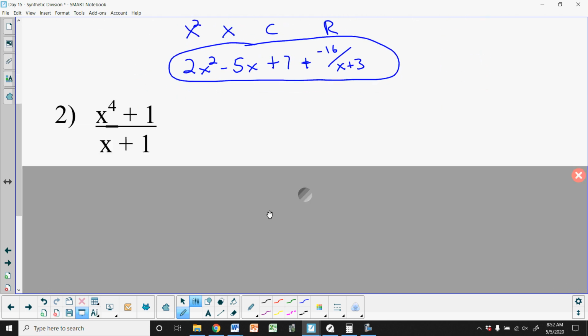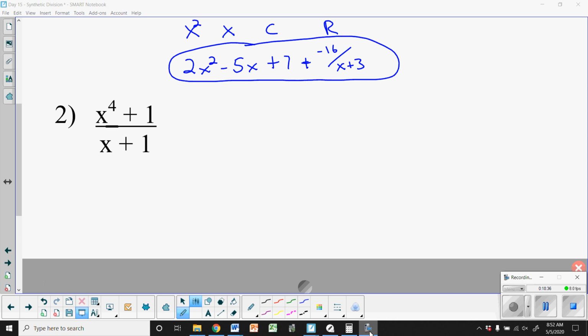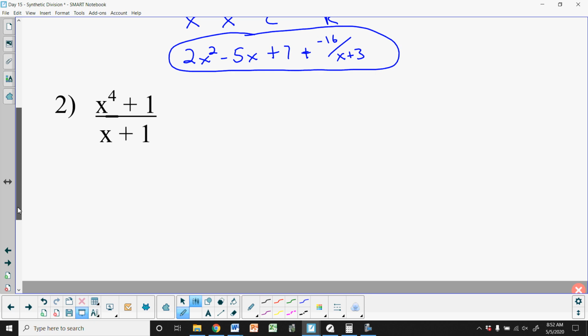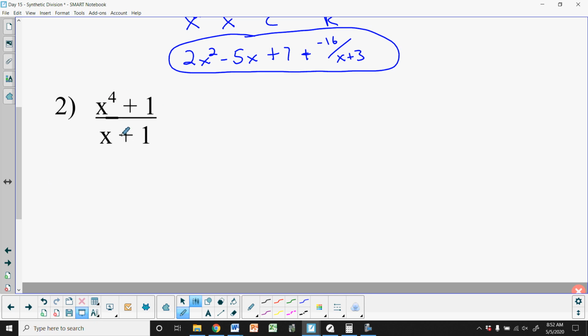All right, let's do another one here. Check our time. Oh, we got good time. All right, so just like before, now notice that this is x to the 4th plus 1 divided by x plus 1. So let's first do this x plus 1. So we want to set that equal to 0. We want to see what we're going to substitute in. All right, so we're substituting in a negative 1.